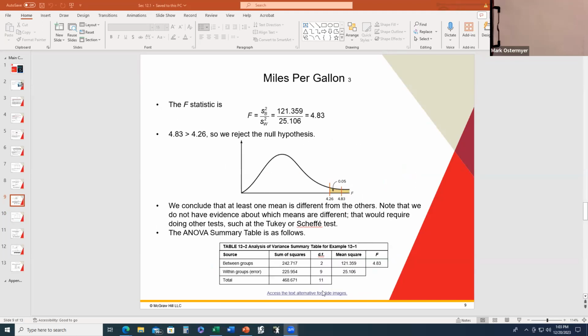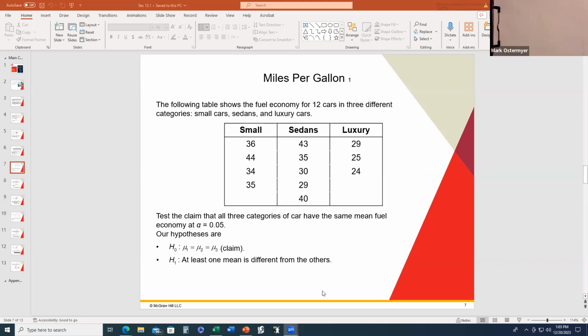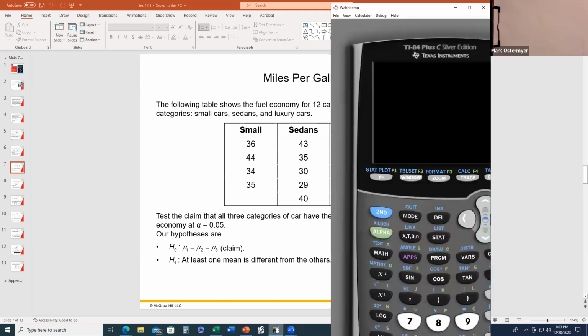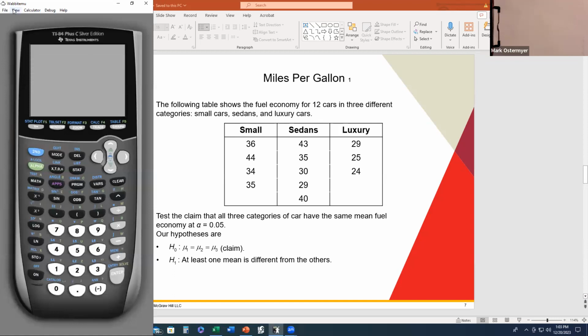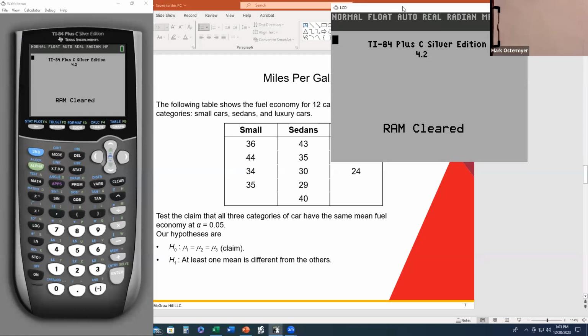Let's see if we can conduct this test, ladies and gentlemen, using our calculator now. So that is the critical value method of testing these hypotheses. And as always, we've been blessed with having a p-value way of doing it also. Nothing changes here. We're going to run through the calculator way of solving this analysis of variance problem.